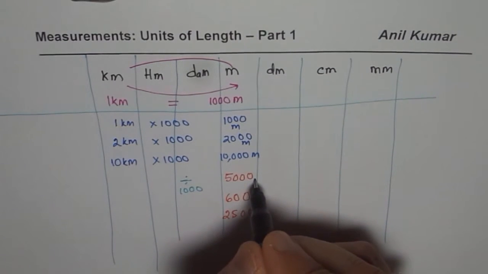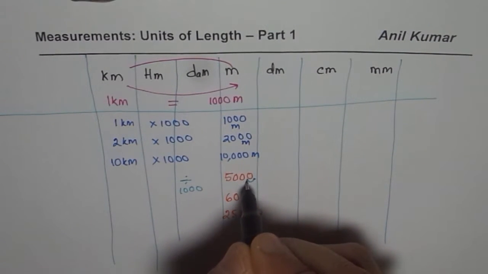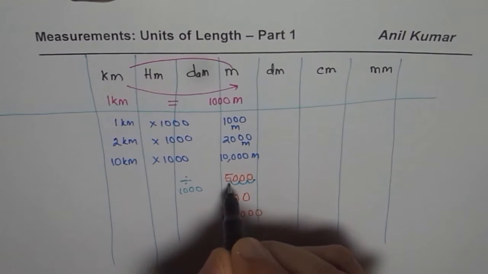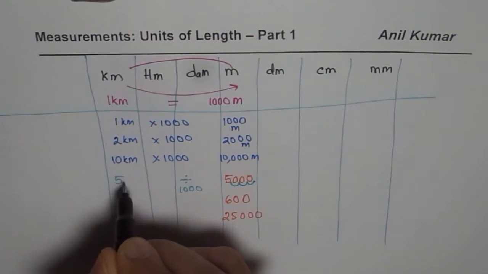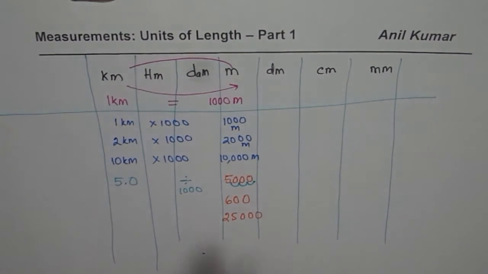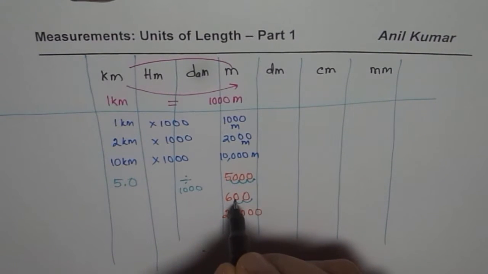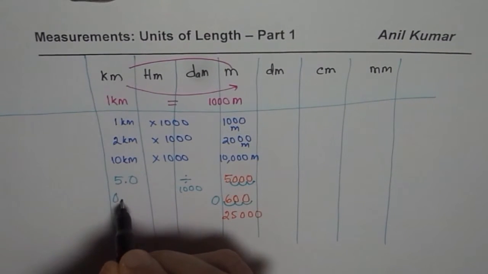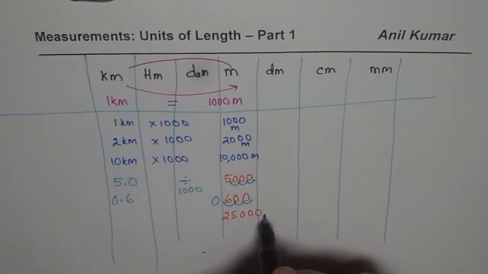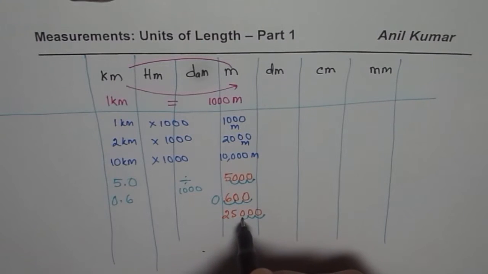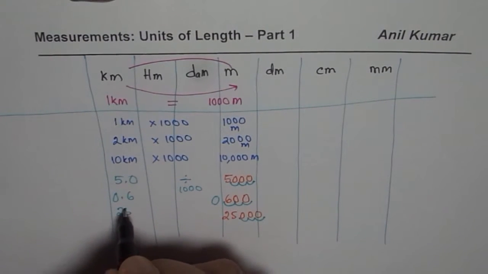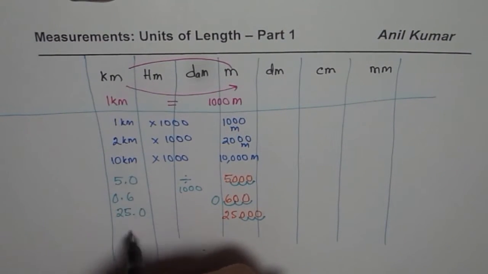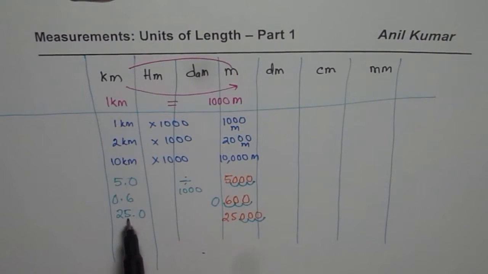Think about a decimal here. Move it 3 places. 1, 2, 3. Where do you get? After 5. So you get just the number 5.0 here. Do you get it? Similarly, think about a decimal at the end. 1, 2, 3. So you get 0.600. So we can actually write a 0 here, write 0.6, right? In this case, put a decimal here, move 3 places. 1, 2, 3. 25. So it gives you 25.0. So these are your kilometers for the given meters.